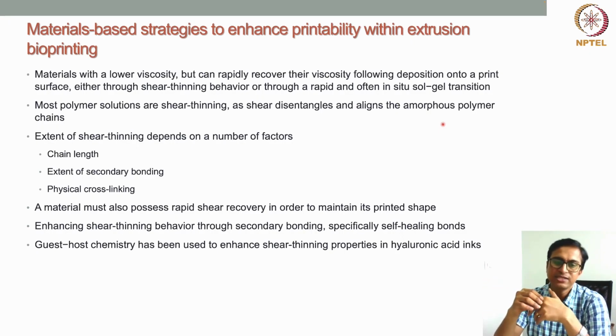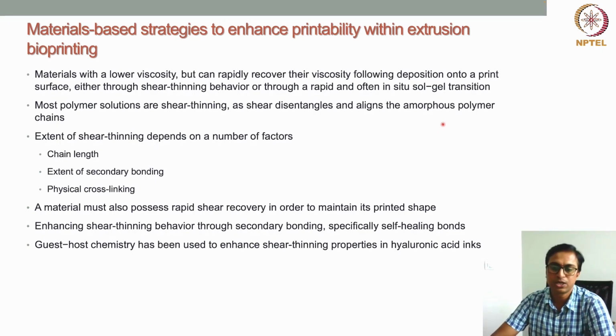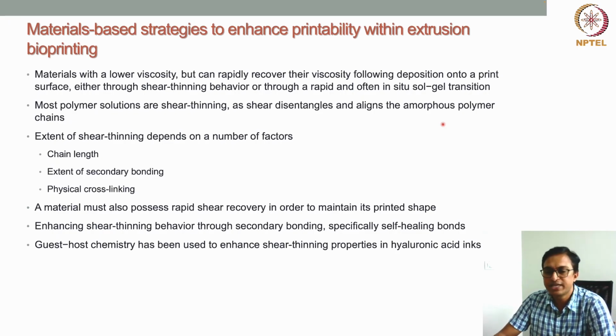So enhancing the shear thinning behavior through secondary bonding, especially self-healing bonding, is the way by which we can enhance the printability of extrusion-based bioprinting. Here it means if we introduce some kind of secondary bonding or some self-healing bonding within the material. There are various ways you can find in the literature by which the secondary bonding in a material can be increased, so that the printability can be improved.